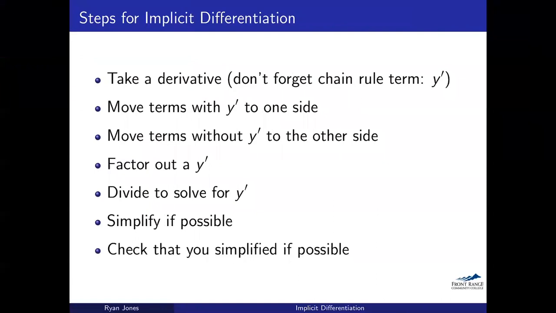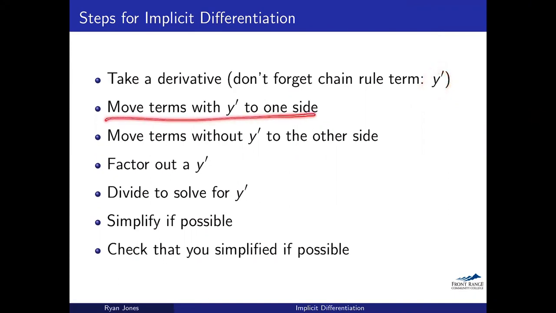We already did that. So just our steps for implicit differentiation. We're going to start off by taking a derivative, and you're never going to forget that chain rule term y prime when it applies. Don't get trigger happy and just put y prime everywhere, right? The y prime pops into place when you're using the chain rule. So you've got to keep in mind when the chain rule is applying here, and you have y primes there.